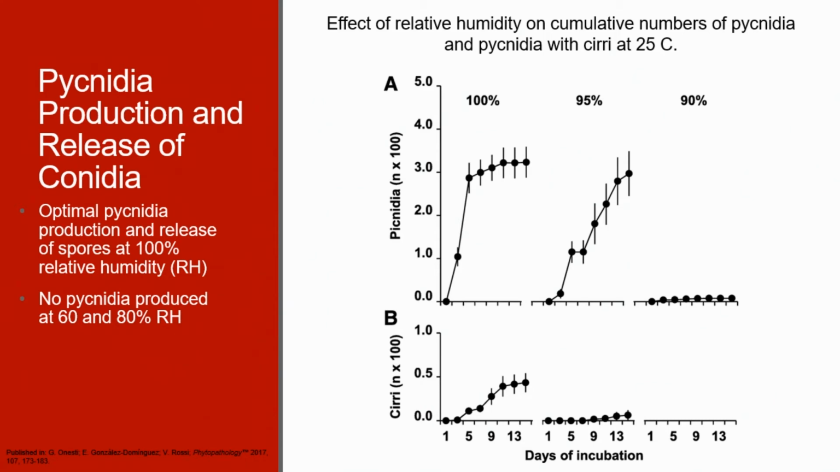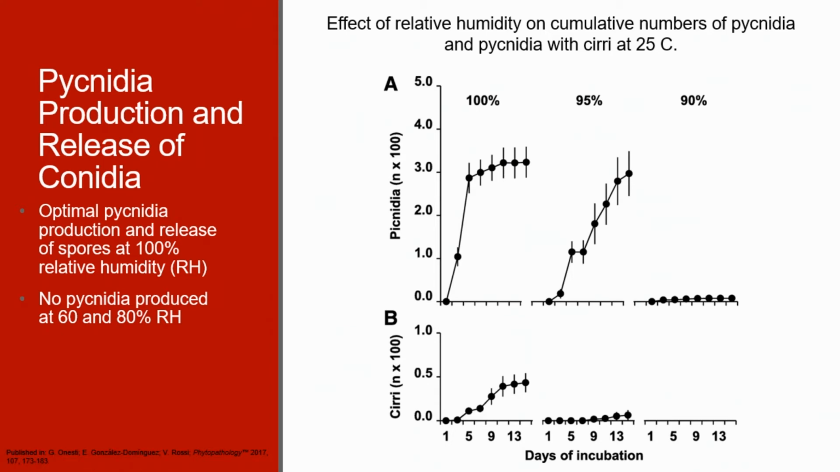In the study shown here, after 13 days at 25 degrees Celsius and 100% relative humidity, there were over 300 pycnidia produced per square centimeter on grape leaves, as you can see in this first panel here of graph A.